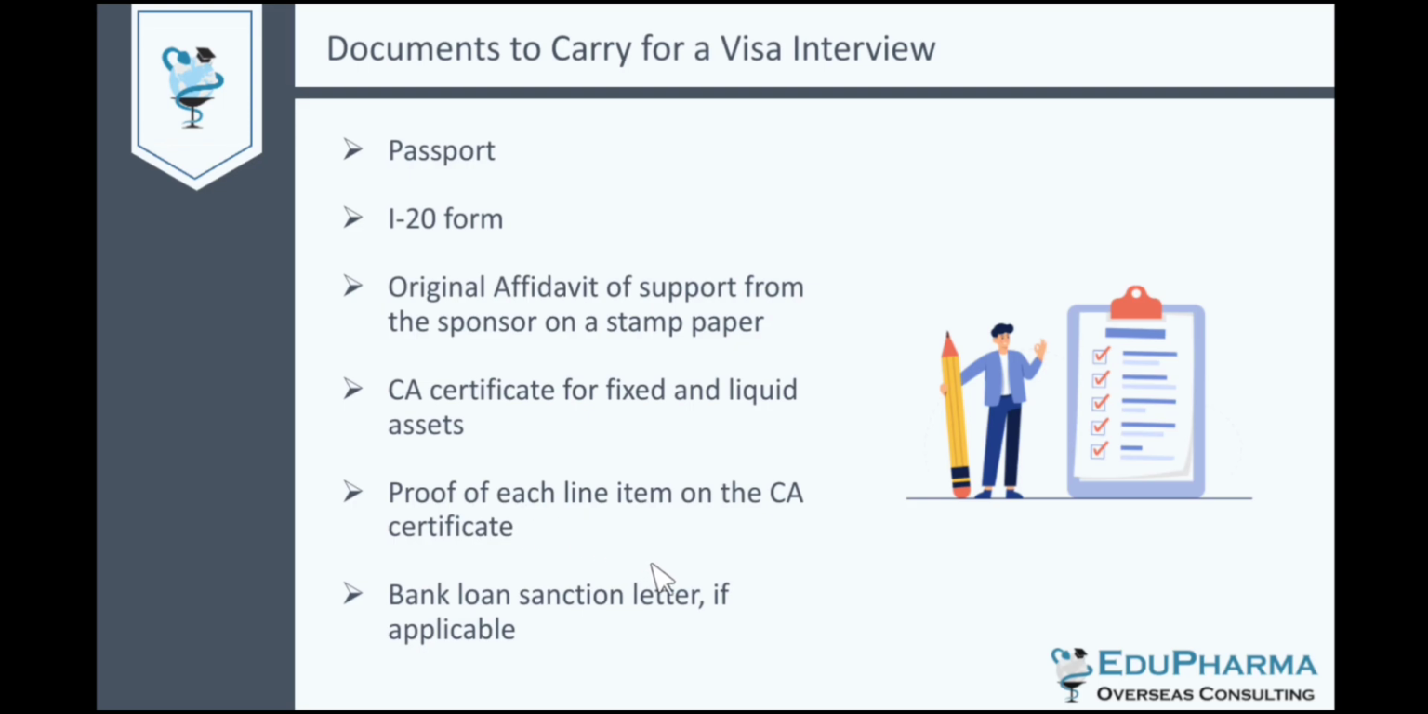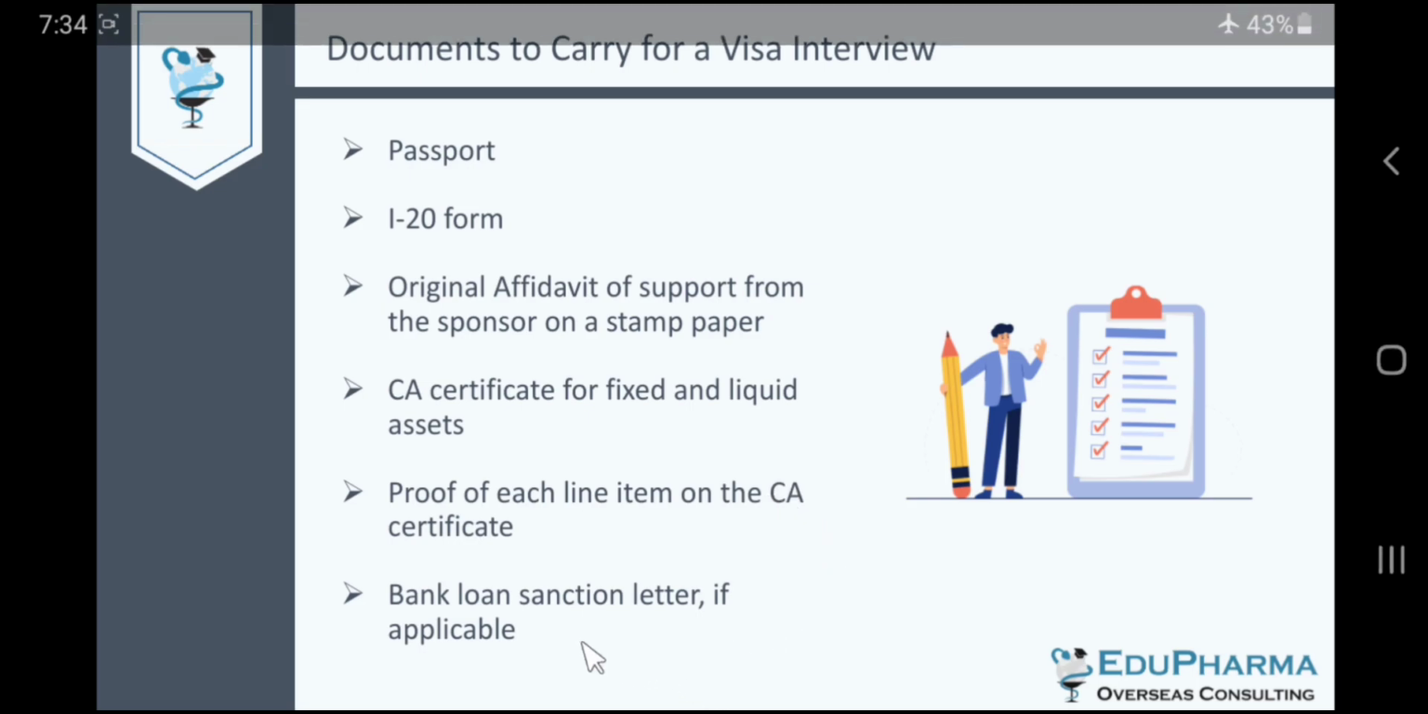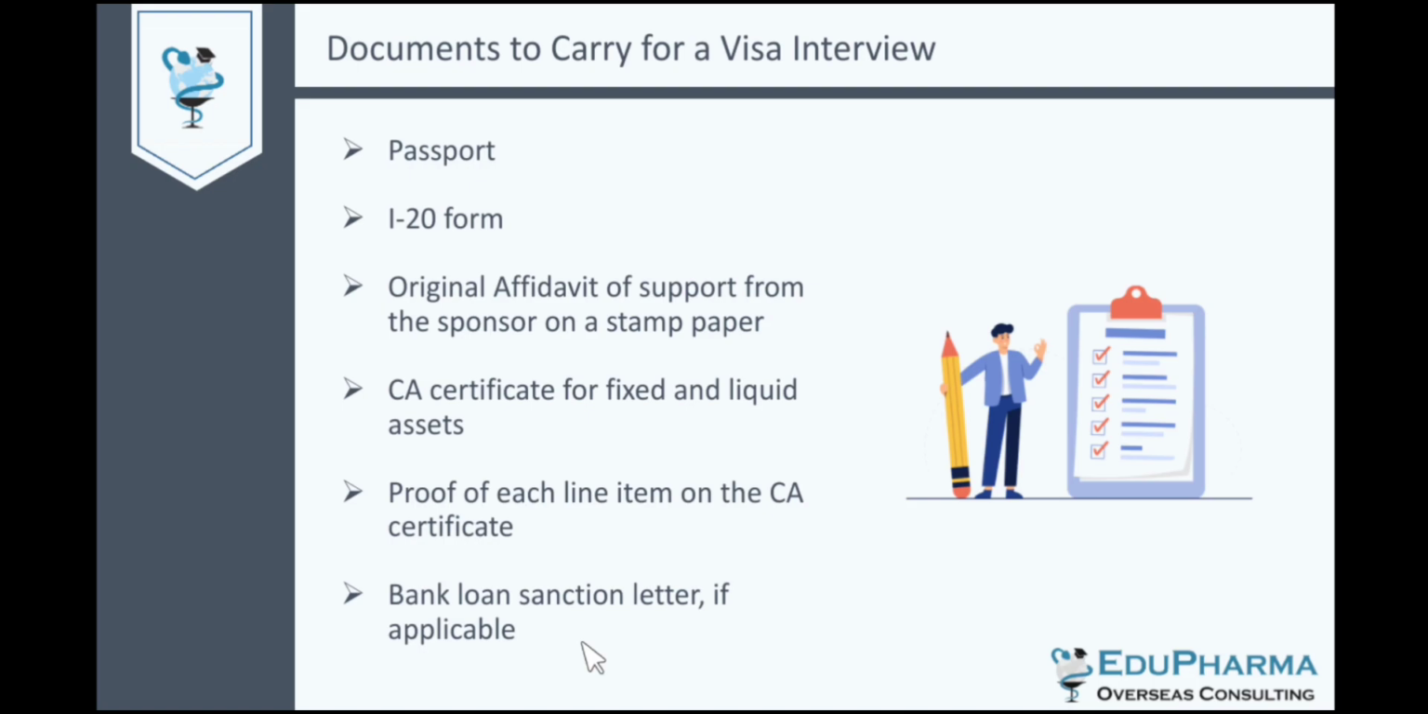For each of these line items, you should have proofs with you. You don't need to carry a whole bunch of documents, but at least one proof for each line item that you mention on the CA certificate. If you are planning to go through a bank loan, you should also have a sanction letter from the bank if this is applicable for you.